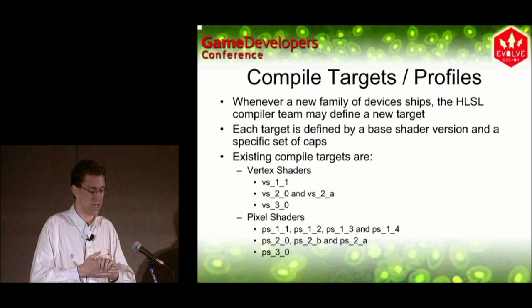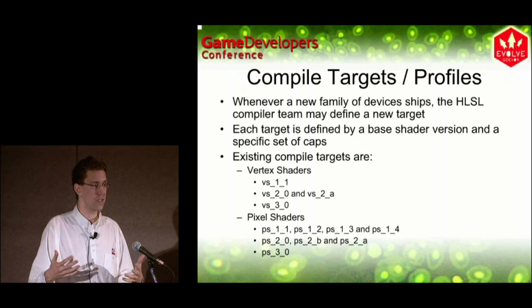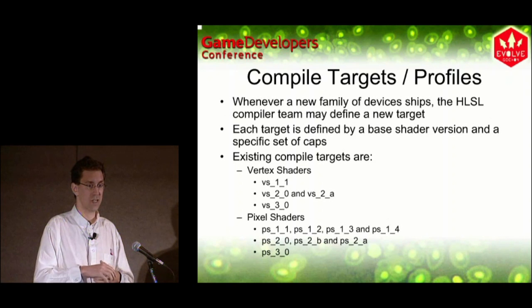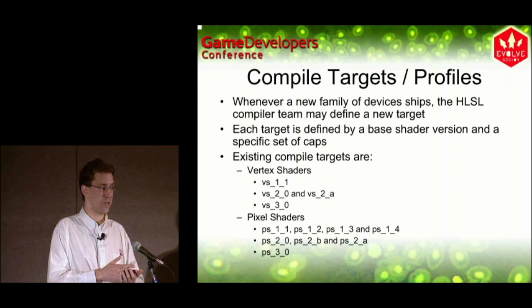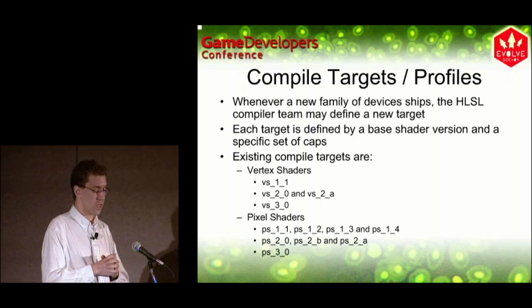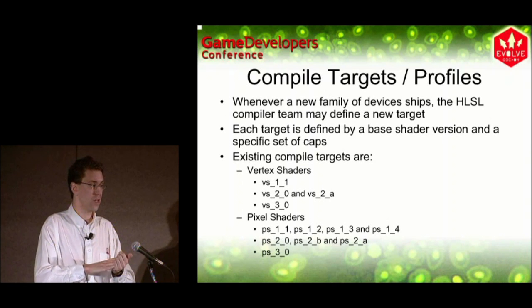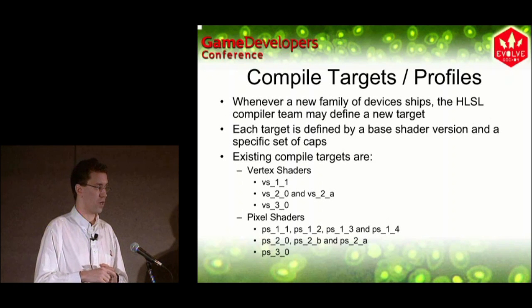If you look at the next slide here, you'll see that whenever a device ships, it may or may not essentially need a new compile target to hit it head-on through the DirectX APIs. Each target is defined, like I said, by a base shader version and some set of caps that goes with it. The existing compile targets you see there, in the vertex shader realm, you've got VS11, and then you've got 2.0 and 2A, and then there's the upcoming VS3.0 model.